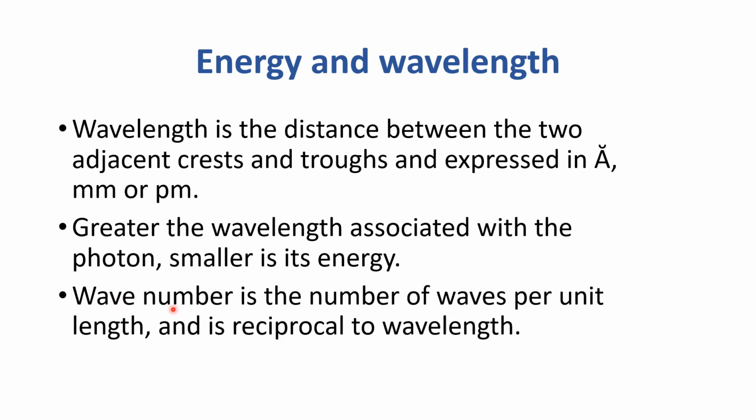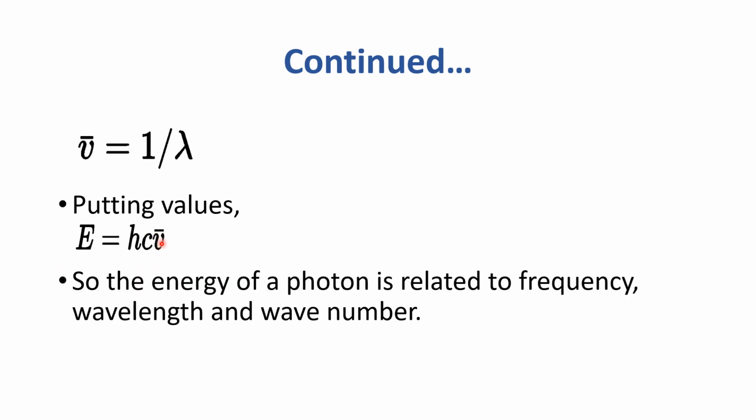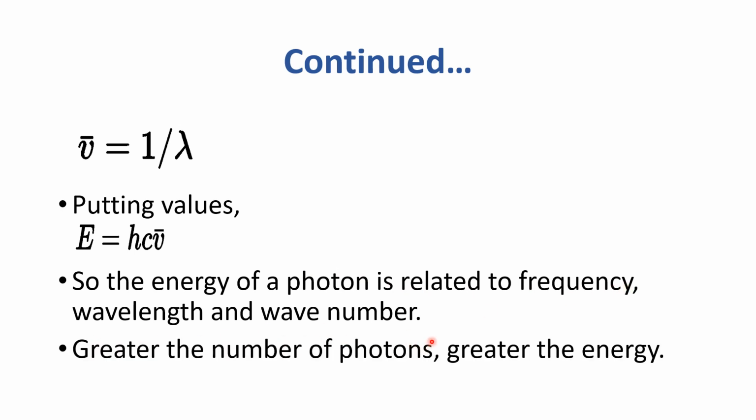So wave number is a number of waves per unit length and is reciprocal to wavelength. So wave number is also the reciprocal of wavelength. So wave number would be directly proportional to the energy. So mathematically, wave number is 1 over lambda. Putting values, we get E equals to hc times wave number. So the energy for photon is related to frequency, wavelength and wave number. So this is the final equation. As such MCQs में भी पूछ ली जाती है.